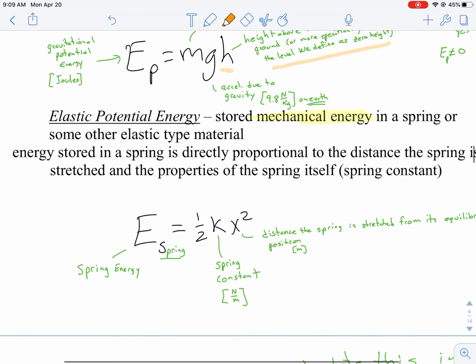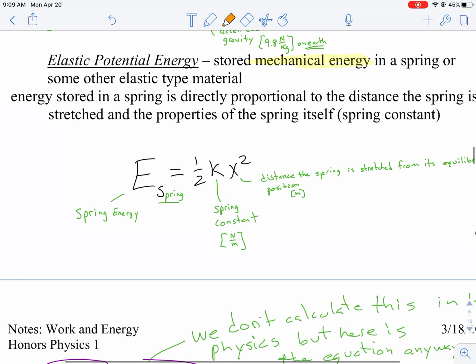Then the last type that we calculate in this particular class is elastic potential energy. This is just a fancy way to say that something that stretches and is springy, like a rubber band, or elastic, or like a spring in particular. We deal a lot with the springs. Basically, it stores energy in it that way. So specifically, the type of energy we have here, this equation, is elastic potential energy, but it's specific for springs. That's why the subscript is an S.